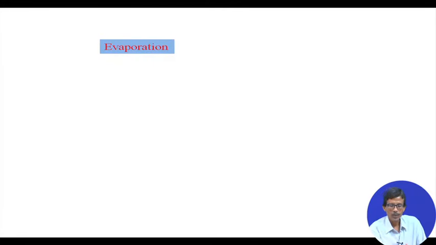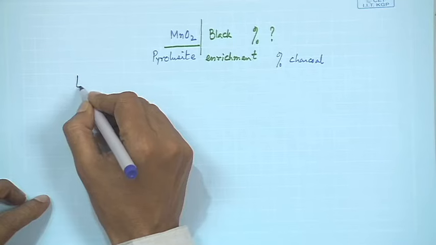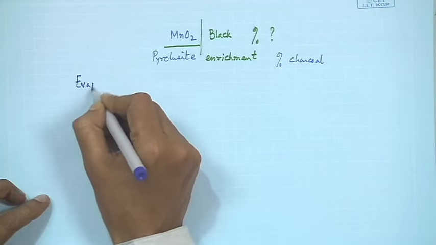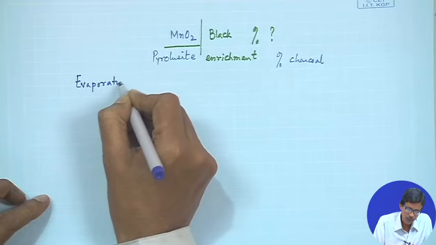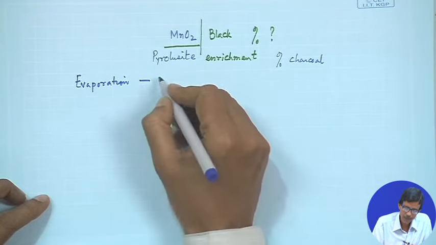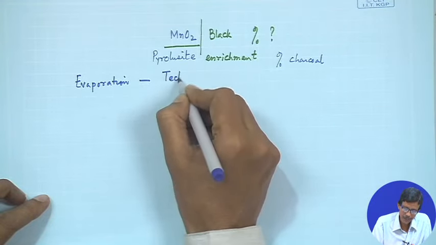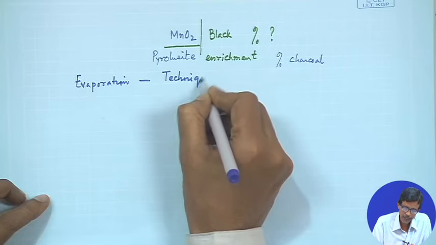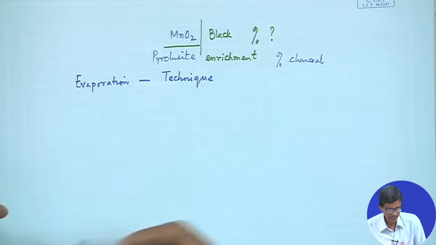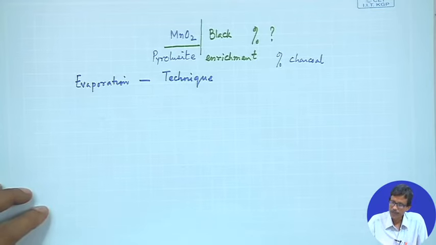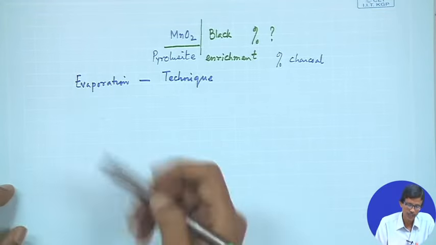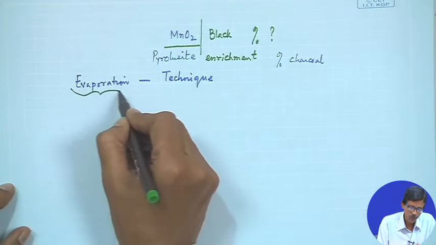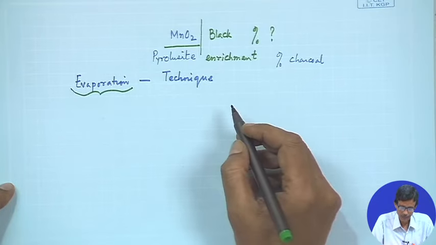Then one particular thing we can follow now is the evaporation. Evaporation is a very simple and useful technique, because we were discussing the different techniques. If we consider a very simple thing, that is evaporation, how will you define it and how will you go for the evaporation?